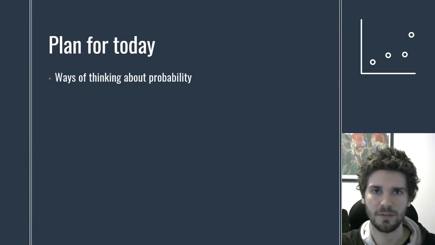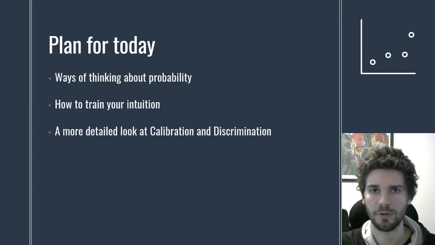The first part is going to talk about different ways of thinking about probability so that you can experiment with some of them. I then want to look at actually just how to directly practice having a probabilistic intuition and how to train it. And then through the tool we're going to be using to do the practice, I want to talk a little bit more about what calibration and discrimination are.